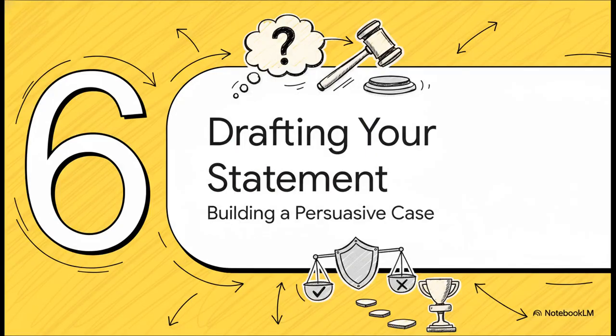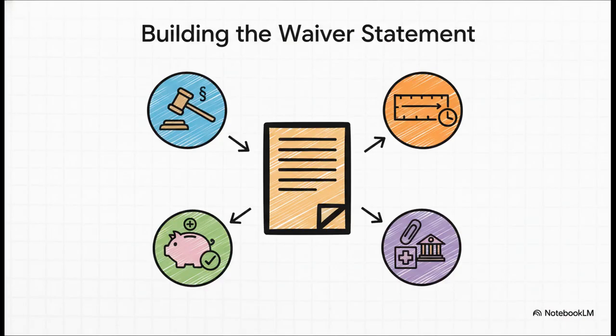All right, we're on the home stretch. You know the standard, you fixed the financial error, and you filled out the form correctly. The final step is to draft the waiver statement itself. This is where you build your persuasive case. A really solid statement needs to have a few essential parts. First, cite the law. Then, give a really clear timeline of what happened and why it was a reasonable error. You have to confirm the date and amount of the correction. And this part is huge, you have to attach your supporting documentation.